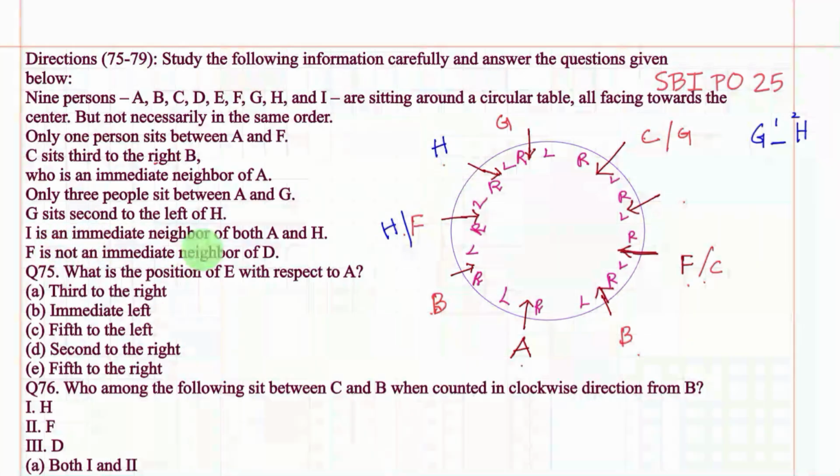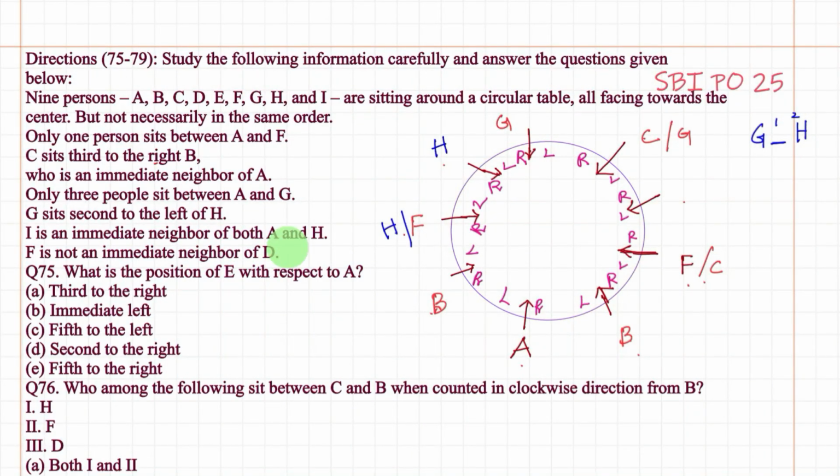I is an immediate neighbor of both A and H, which means I should be placed between them, right? So the only place where I could place I is this one, because H is here and A is here, which means B doesn't come here, I comes here, and F doesn't come here either, because H is here. So if this is H's place, which is H sits second to the left of G, this is going to be G's place, and this is not H's place either, and this cannot be G's place either. Since this is C's place, this is not C's place either.